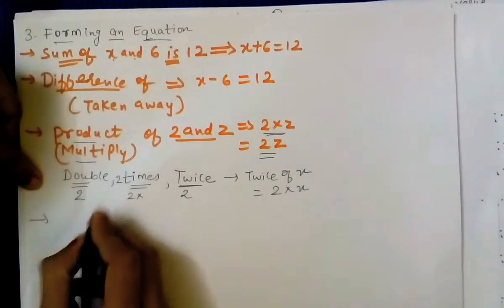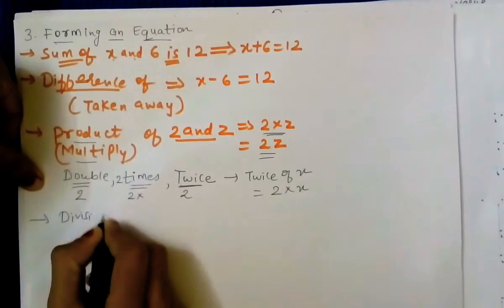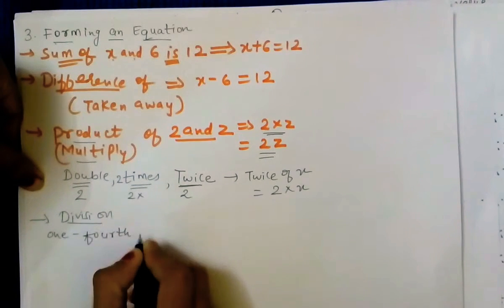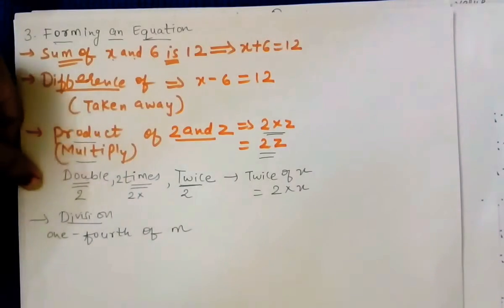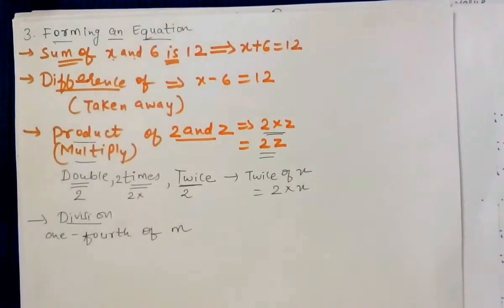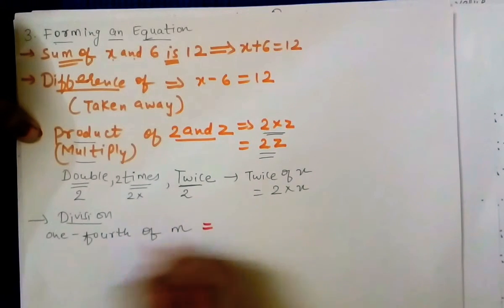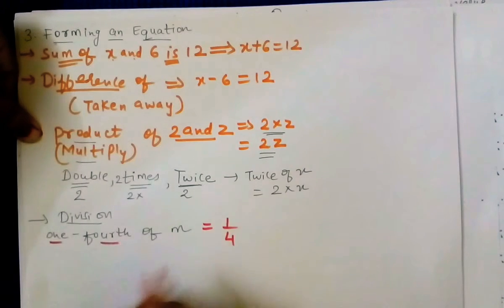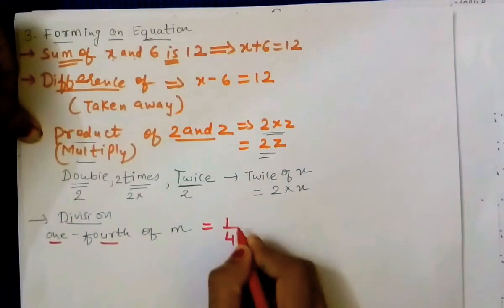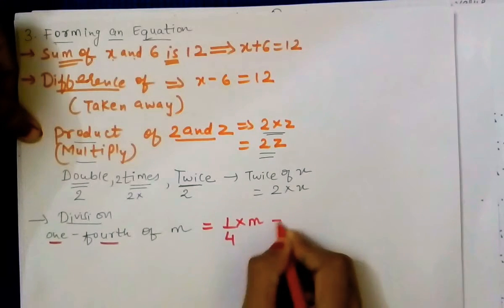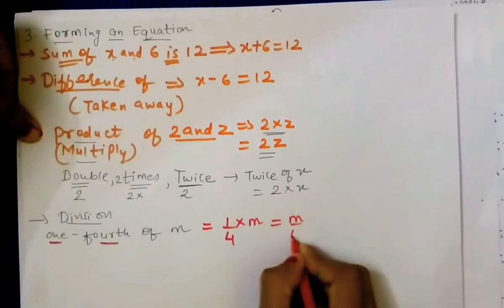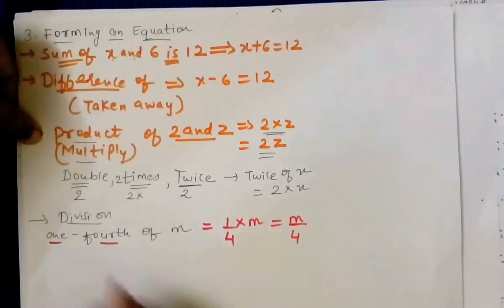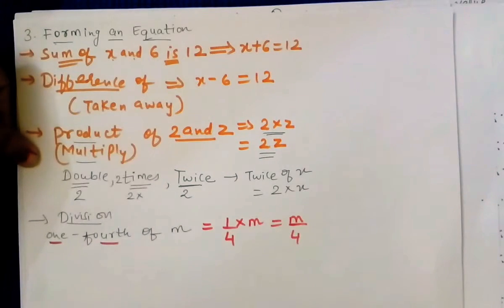Now next is for division. The statement is given like this: 1/4 of m. Let us take this example, 1/4 of m. 1/4 means 1 upon 4, so this way we will write it in fraction form. So 1/4 of m, the "of" means multiply, and then m. So you can write it as m upon 4, or 1 upon 4 m. This way 1/4 of m is used.